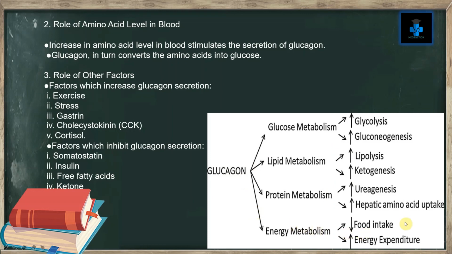So this is an easy diagrammatic flowchart for identifying the glucagon functions. On glucose metabolism, it increases glycolysis and it also increases gluconeogenesis. On lipid metabolism, it increases lipolysis as well as ketogenesis. On protein metabolism, it increases ureagenesis and it also increases hepatic amino acid uptake. In case of energy metabolism, it decreases the food intake but it increases energy expenditure.